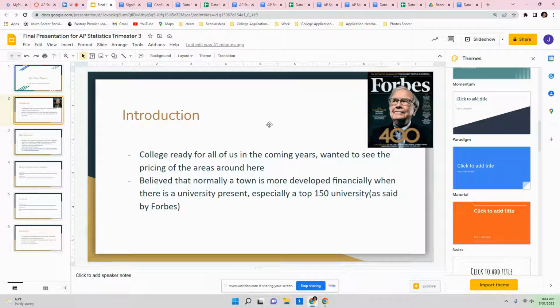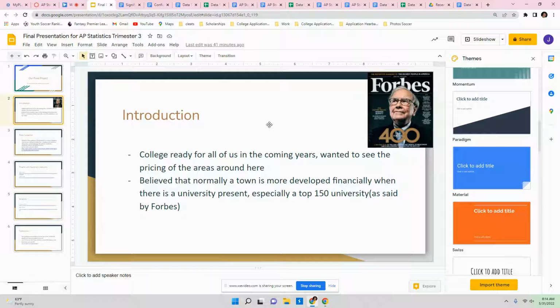Since all of us will be going to college at some point, we are interested in seeing what areas are expensive and what areas are affordable to live in for college students. We were also highly interested because we wondered whether or not top colleges bring added price with them and whether or not this pricing affects the city or just the areas surrounding the city.